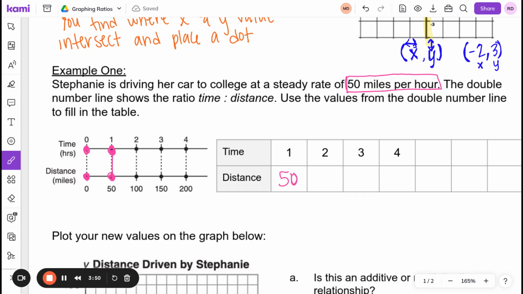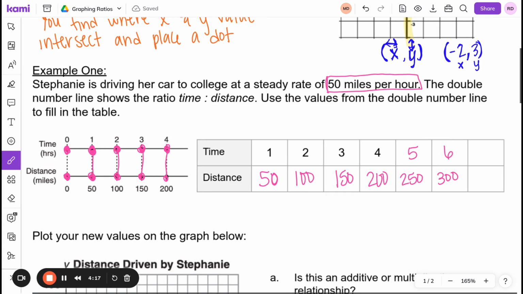1 hour, 50 miles. Okay, then the number line tells us there are 2 hours, and that takes us 100 miles. And then 3 hours takes us 150 miles. And 4 hours takes us 200 miles. So if we kept the pattern going, at 5 hours, Stephanie could go 250 miles. 6 hours, she could go 300. And then in 7 hours, she can make it 350 miles.